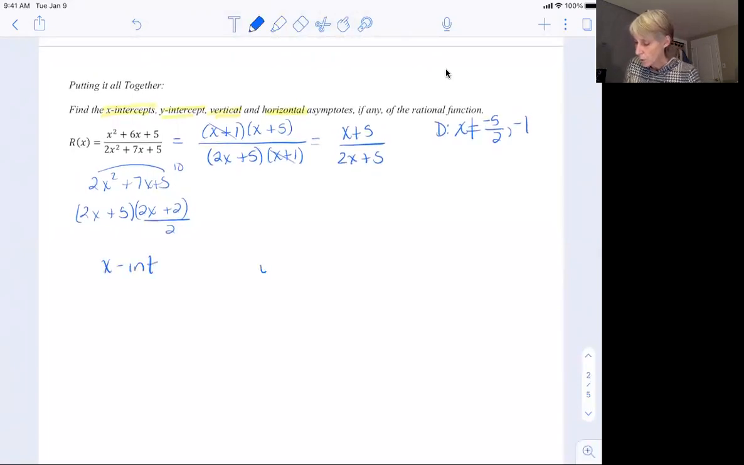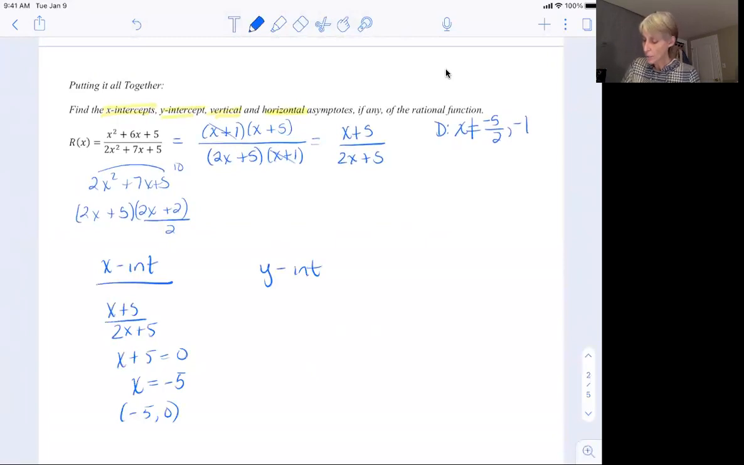X-intercepts, y-intercepts. For x-intercepts, I use my simplest form, and I set the numerator equal to 0. So my x-intercept is -5, 0. For y-intercepts, I can go back into the original, plug in 0 for x. And if you don't want to do all this writing, of course, you can eyeball it, because really, in the end, you're just going to get 5/5, which is 1. So my y-intercept is 1, or the point (0, 1).